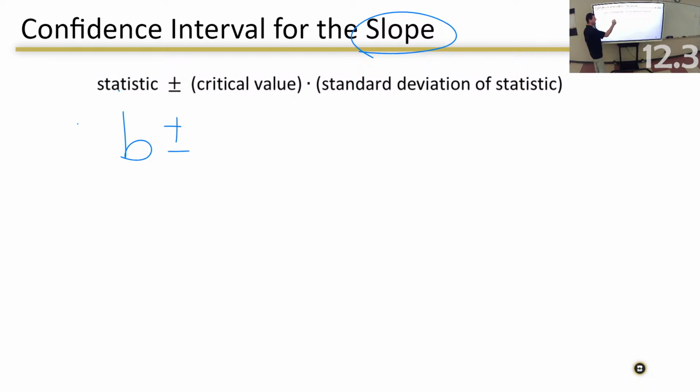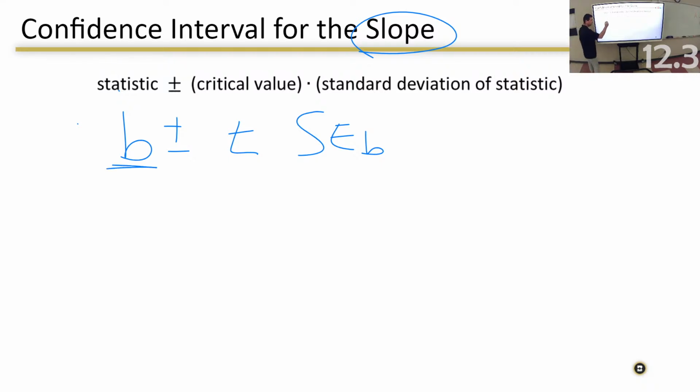Plus or minus. I mentioned this already. Your critical value is going to be a T critical value. And then the standard deviation of the statistic is the exact same thing as the standard error of the statistic, which is nothing more than that. That's what they're going to give you, because you're going to have to get it from that computerized printout.